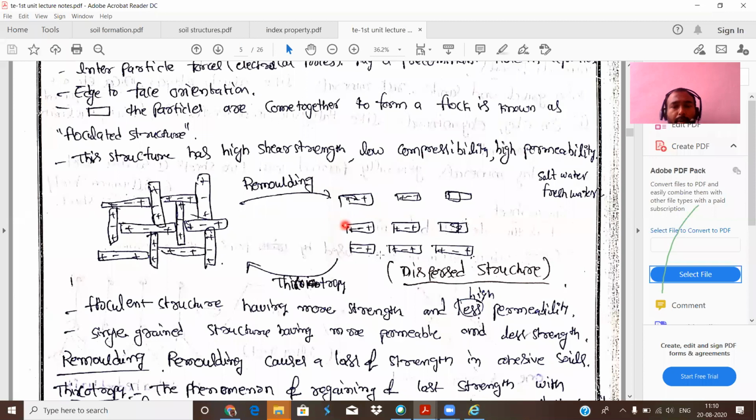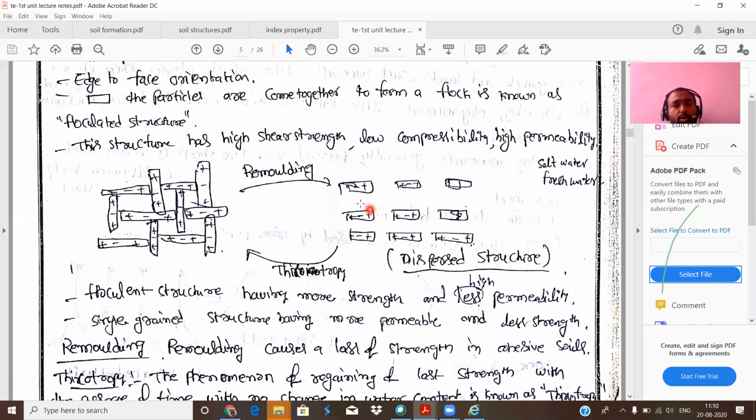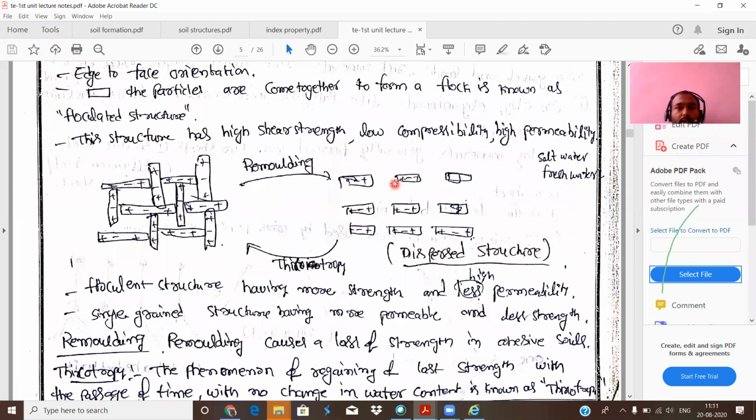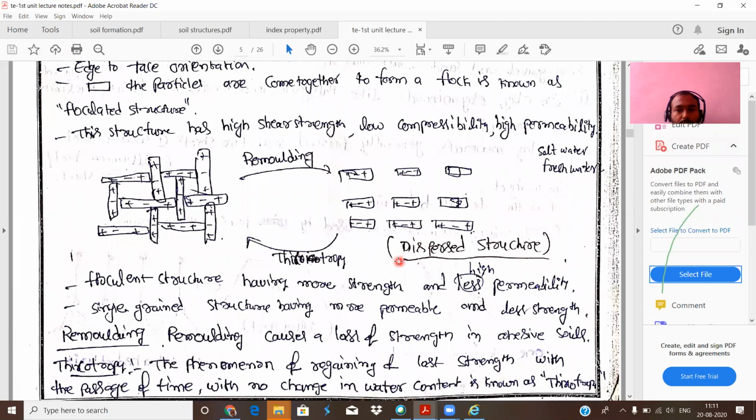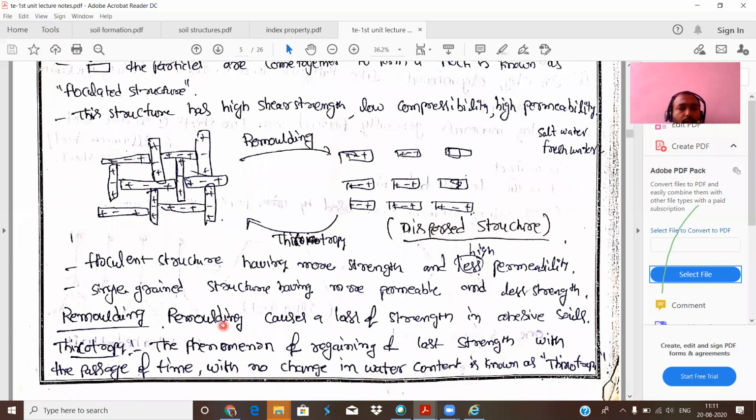This structure happens by the application of external forces, or maybe due to temperature, or due to loss of strength. Then the flocculated structure changes into this type of structure. So whenever the particles have edge to edge orientation or face to face orientation, then it is called dispersed structure.